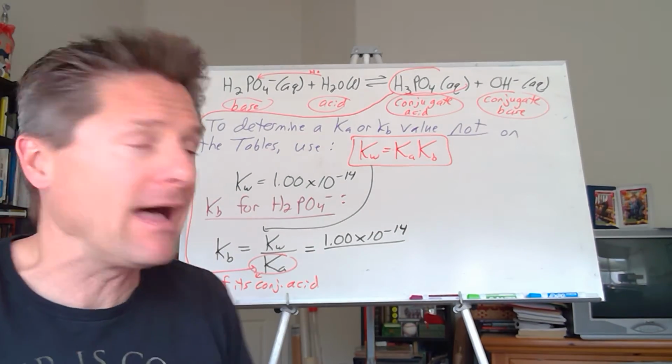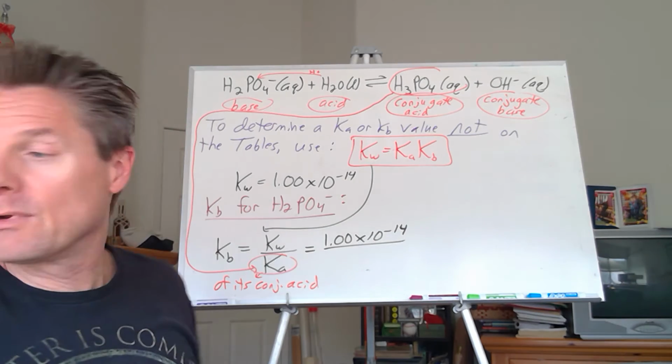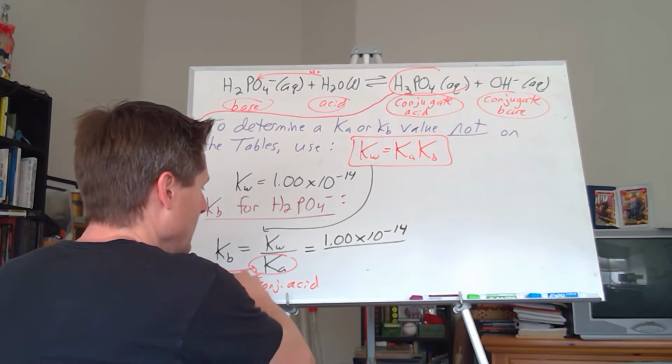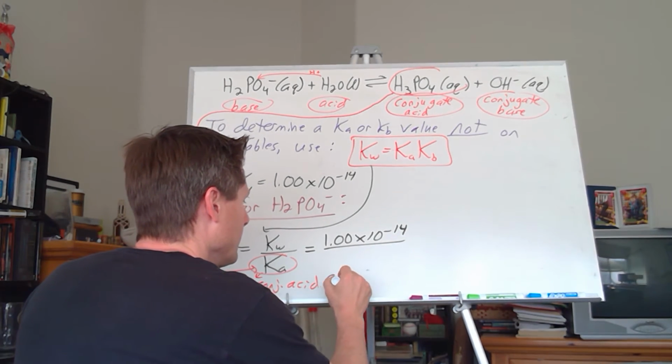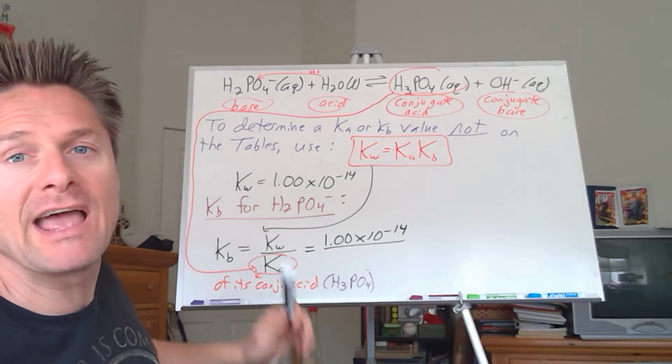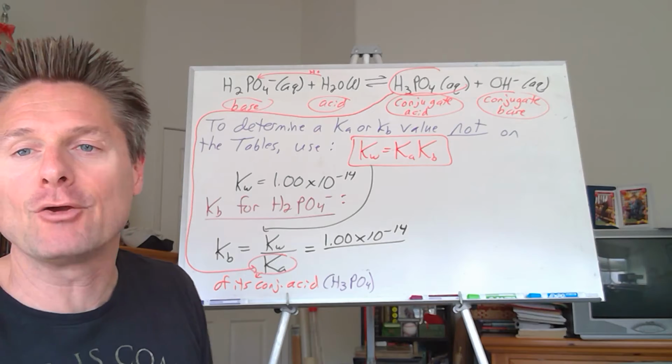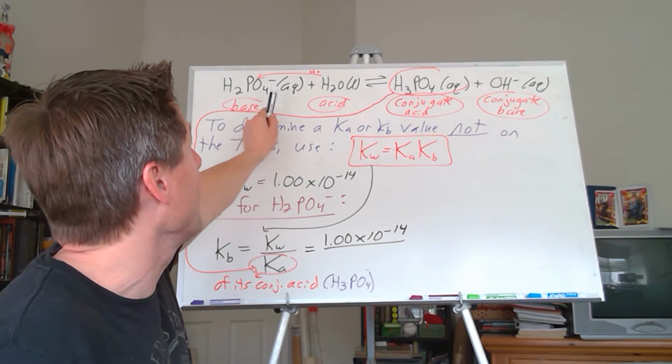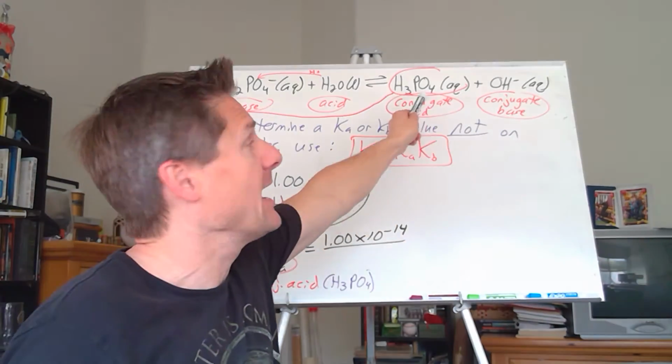Let's look up the Ka value for H3PO4. Right? Let's put that in parentheses here. That's where I find most students have issues. They use the wrong Ka value. Right? They actually use the Ka value for this, and you don't. You want the Ka value for that.